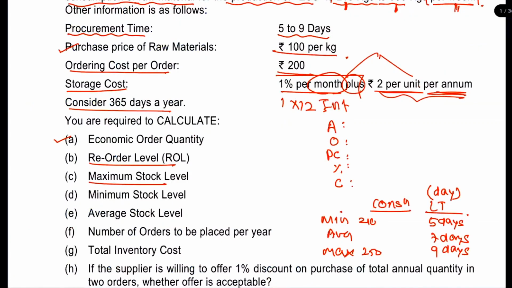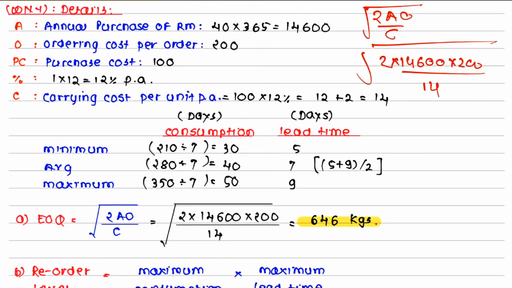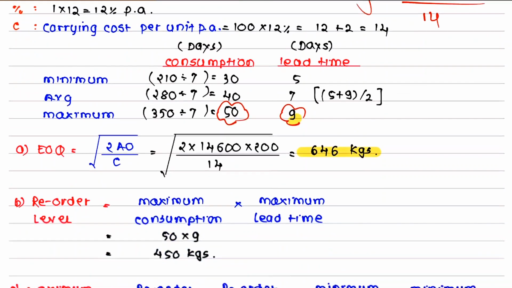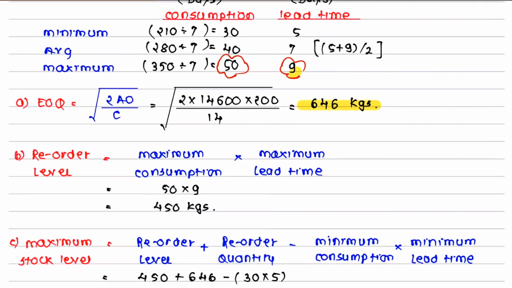Yes sir. After that what is asked? Reorder level. Now little knowledge you should have. What is the formula? Maximum consumption into maximum lead time. I will ask myself, my supplier will take how many days? He takes max 9 days. So before I place the order, I should have 9 days of stock with me. And every day, what is my consumption? 50. So maximum consumption into maximum lead time, that is 450. Done. So reorder level is also done.